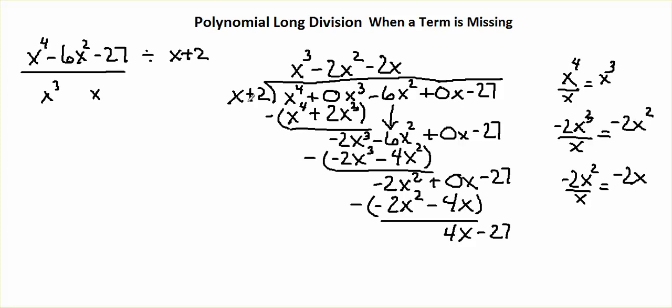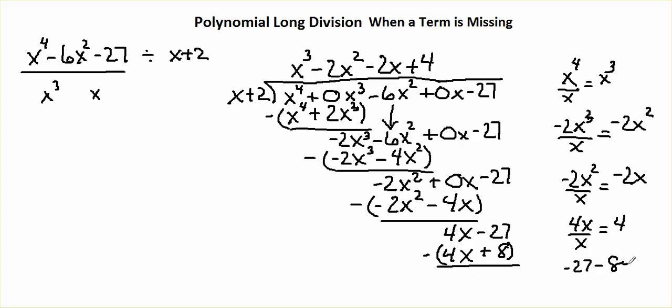How many times does x go into 4x? Well, if we simplify, it goes in 4 times. 4 times x is 4x. 4 times 2 is 8. Let's go ahead and subtract that. 4x minus 4x is 0. Negative 27 minus 8 is going to be a negative 35.